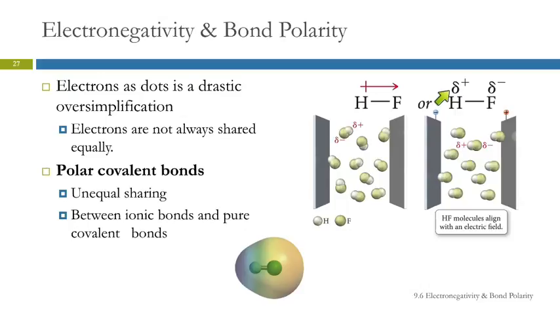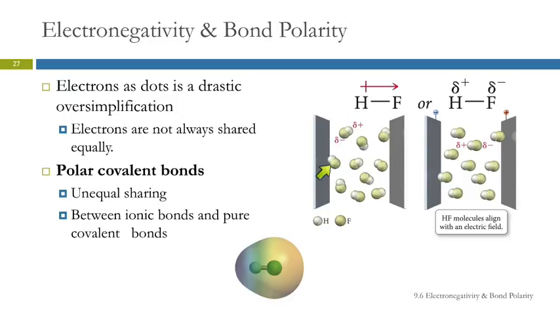So this is the lowercase delta in the Greek alphabet. Delta plus, delta minus. That means a partial charge. Not plus one, minus one, but partial. And that it could vary. We don't actually care that much exactly what it is, but maybe it's plus 1/3 and minus 1/3. It's just a little bit. That causes one end of the molecule to be slightly charged.